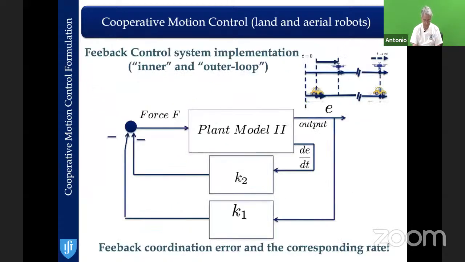So how do you implement this? So you have the quadrotor, it doesn't have to know the V2 star or the V star, it measures the e, measures the rate of variation of the e, feeds back the derivative, feeds back the e.